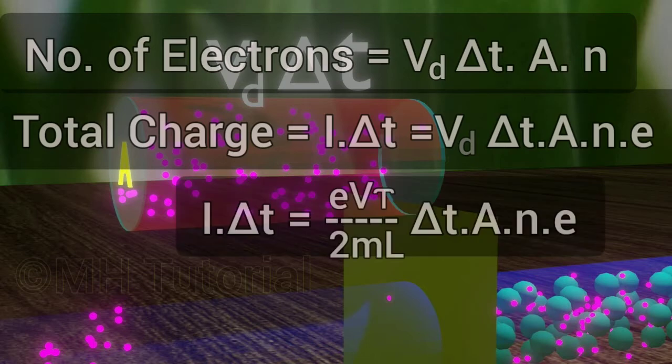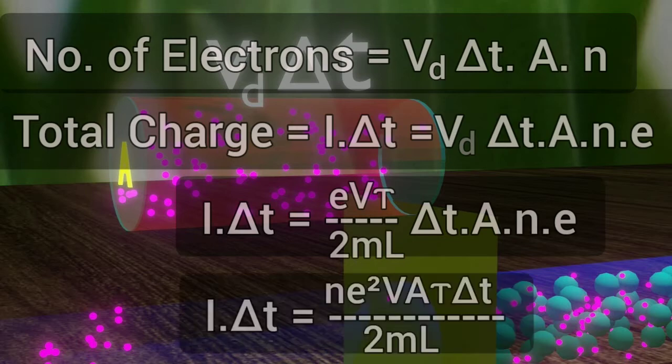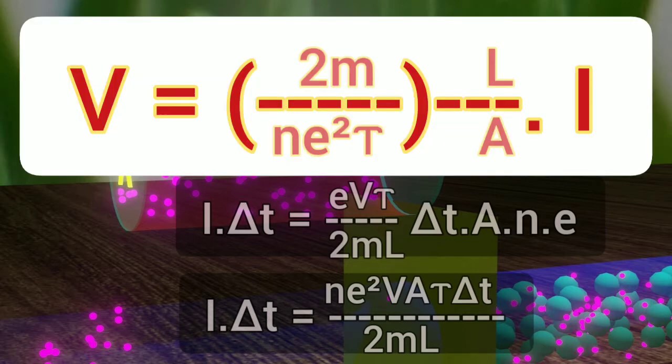Substituting the expression for Vd, we get I delta t equals eV tau delta t A N e by 2mL. Or I delta t equals N e square V A tau delta t by 2mL. Or V equal to bracket 2m by N e square tau bracket closed L by A into I. This is Ohm's law expressed in mathematical form.